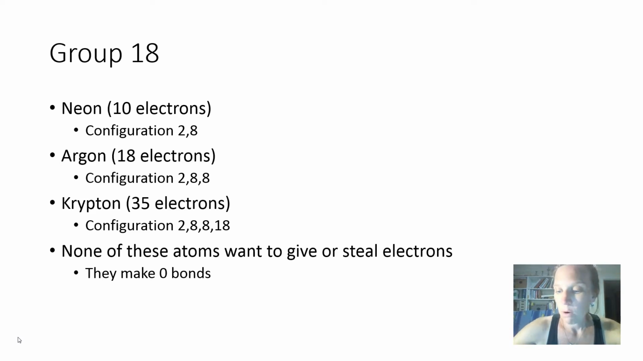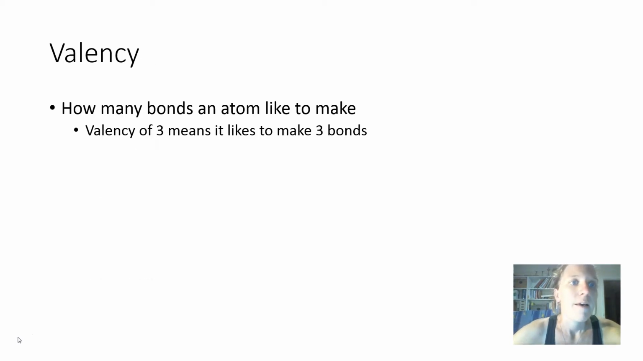All right, now that we've been all the way through these three groups as an example, there is one more term I want to define with you tonight, and we'll practice using it a lot in the days to come, and that term is valency. Valency is simply how many bonds an atom likes to make. So if an atom has a valency of 3, that means it likes to make 3 bonds. Likewise, an atom that has a valency of 1 likes to make 1 bond. Neon has a valency of 0 because it likes to make 0 bonds.